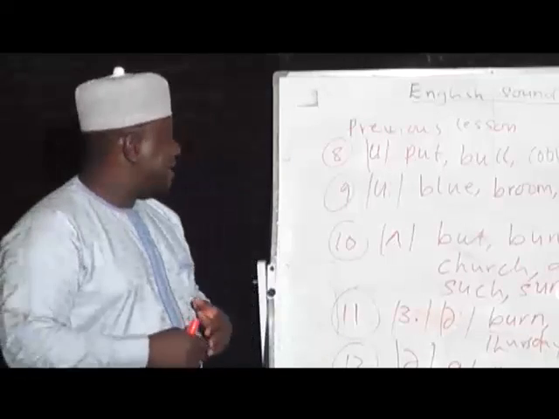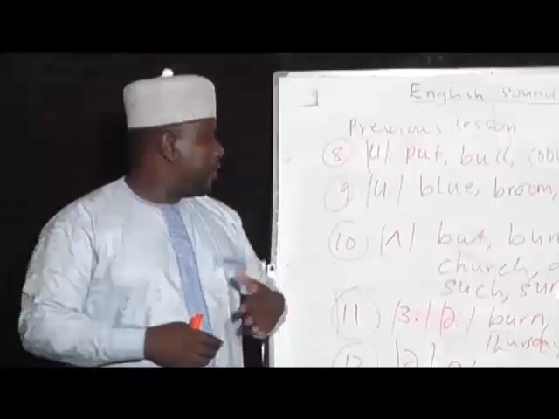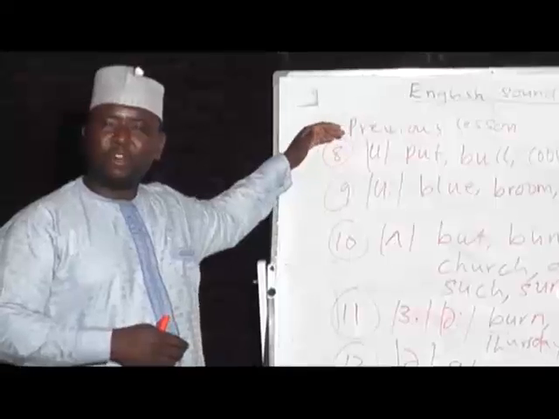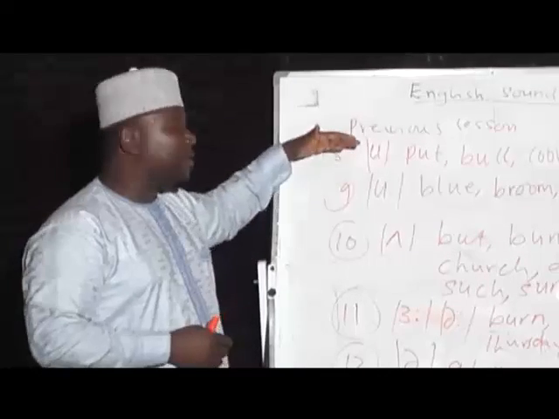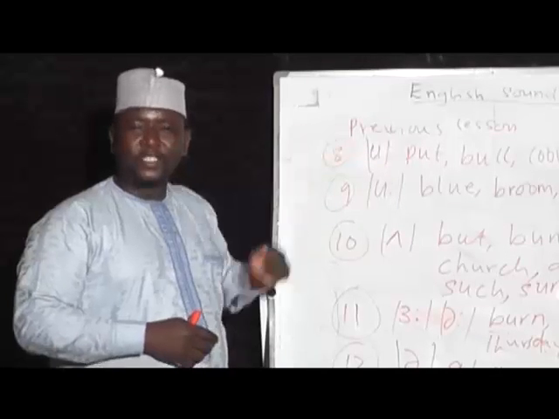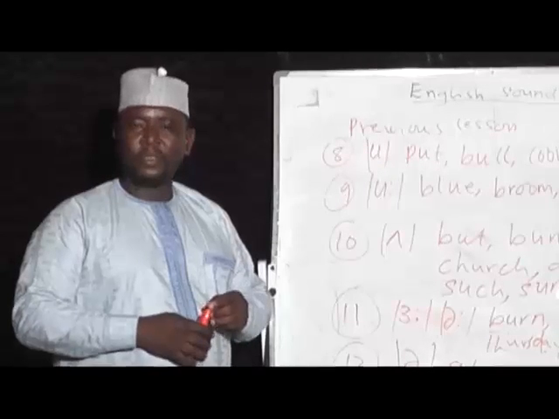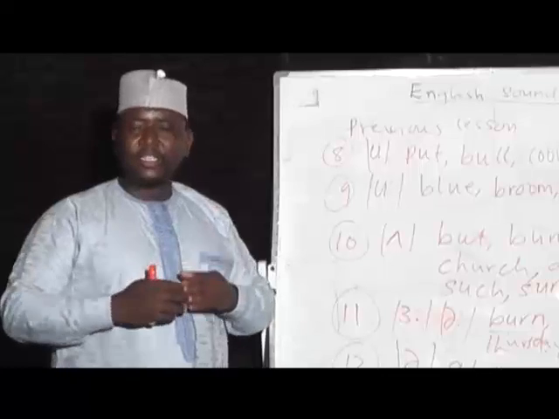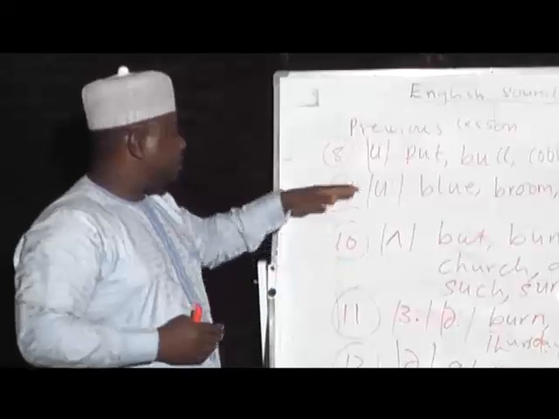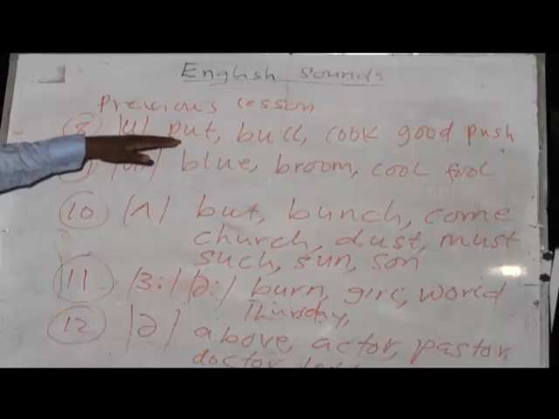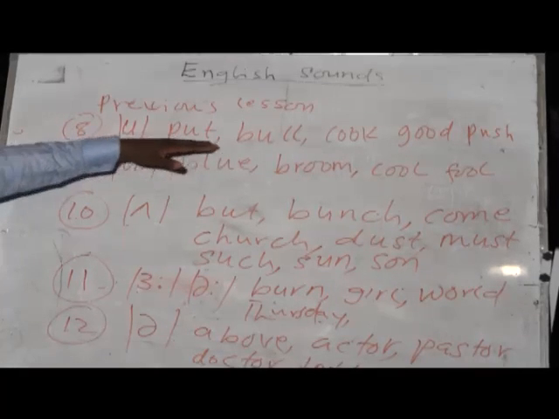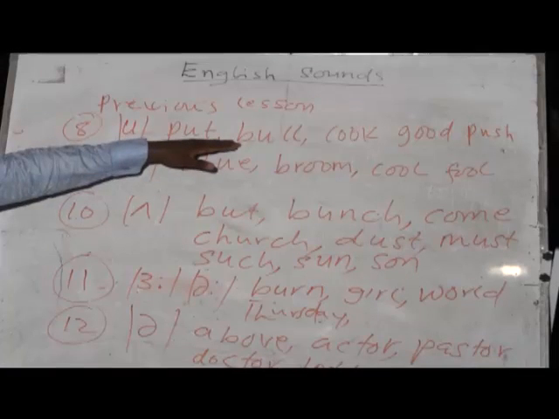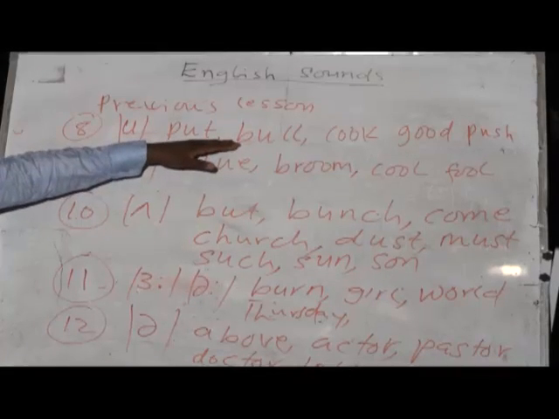If you remember, in our previous lesson we discussed vowel number 8 and vowel number 9. We told you that vowel number 8 is a short vowel pronounced as oo. It is not long. We find it in words like put. Put the paper on the table. Put. Bull. You can repeat after me.